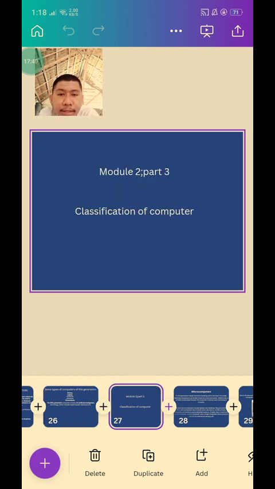Module 3, Part 3. Classification of computer.